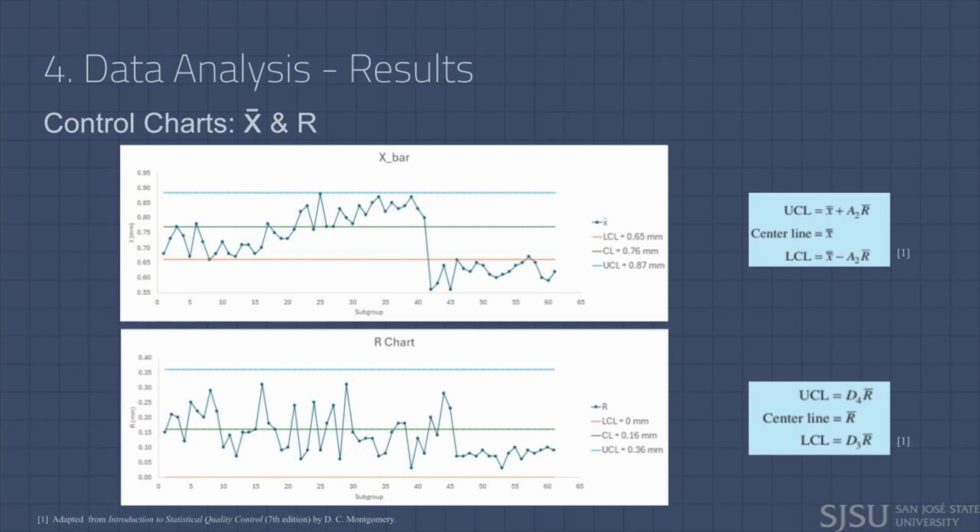Similarly, the X-bar and range control charts have very similar behavior and trends with the sample mean. We can see that in the beginning, the process behaved fairly random and is within process control. However, after introducing the 20 samples where we changed the speed, the process was no longer in control. 18 out of the 20 additional samples were below the lower control limit.